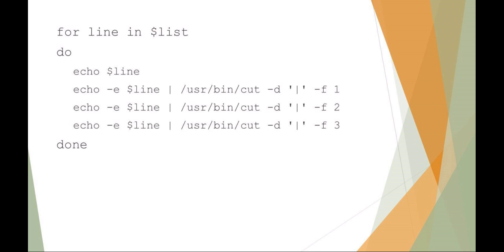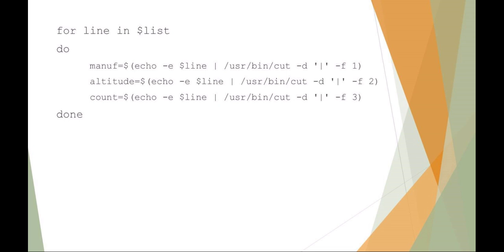I want it to echo the line, and then maybe instead of the entire line, I want to echo the line, but just field one as defined by the field separator or delimiter of a vertical bar. So this is a good example of the for x in y.